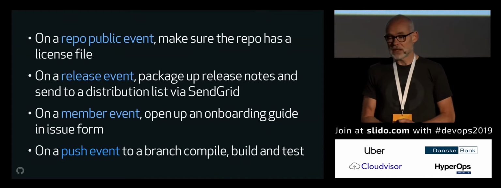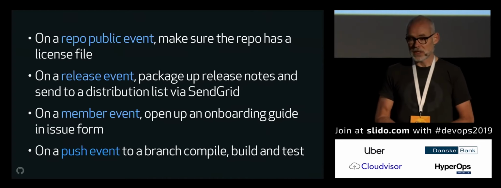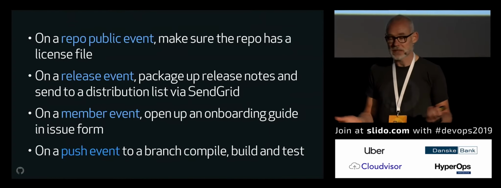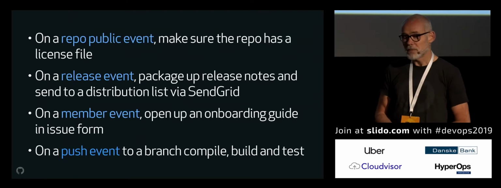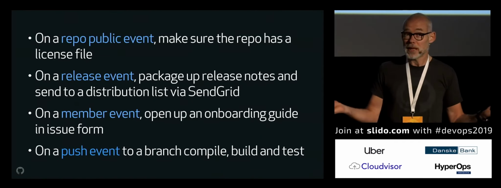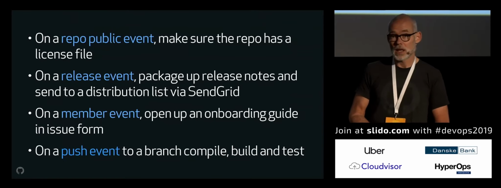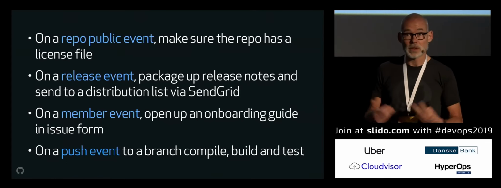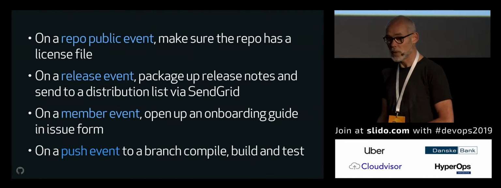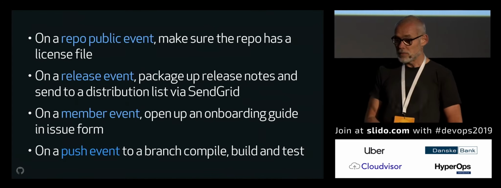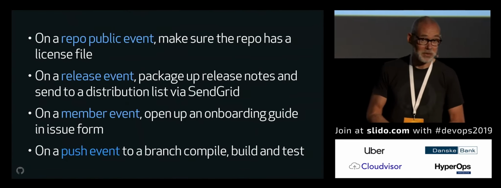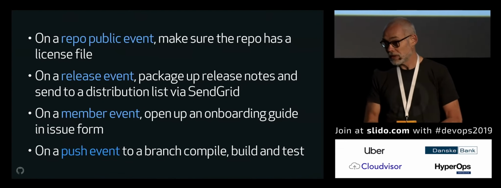Or on a release event, you can package up release notes and send them through SMS or email, for example using SendGrid. On a member event, you can open up an onboarding issue, providing a ramp-up plan for a new member of your team. Provide guidelines or other important resources that person should have access to, to ramp up more quickly. Or on a push event to a branch, just do the build, test, publish, deploy.